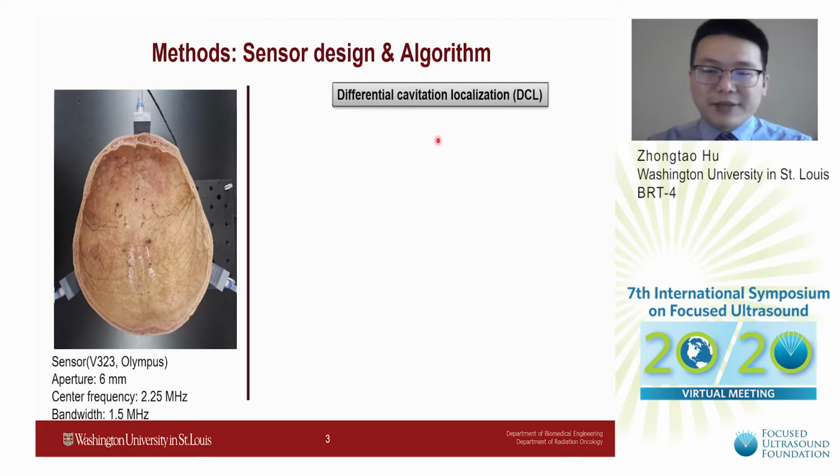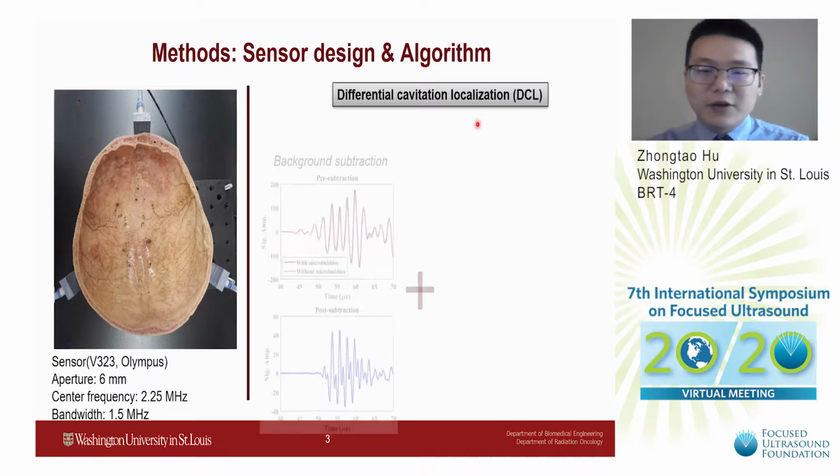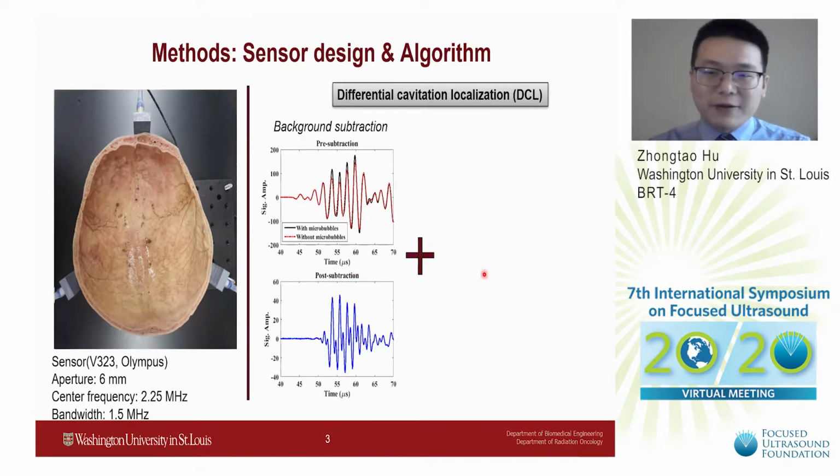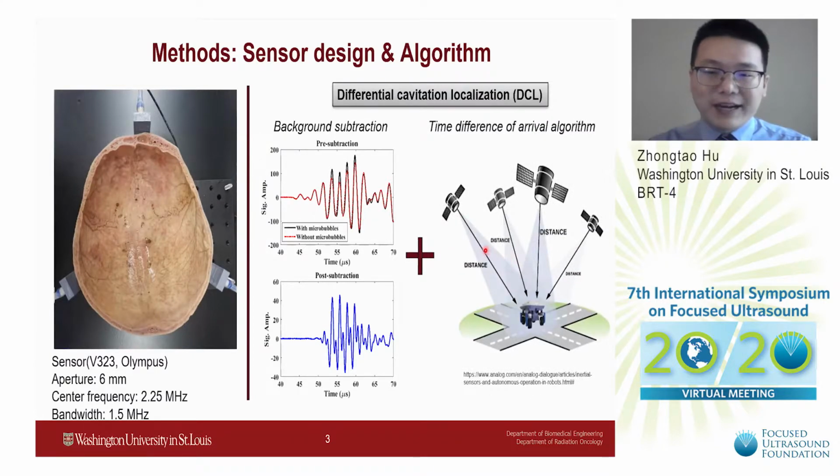The proposed method is called differential cavitation localization, or DCL for short, which combines background subtraction with a time difference of arrival algorithm. In background subtraction, we use the time domain signal with microbubbles minus the signal without microbubbles to reduce the skull effects on signal-to-noise ratio. The time difference of arrival algorithm is commonly used in GPS systems. It uses the time difference between the four sensors to estimate the spatial location.